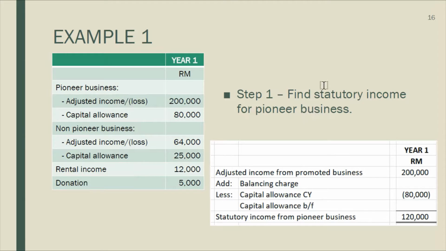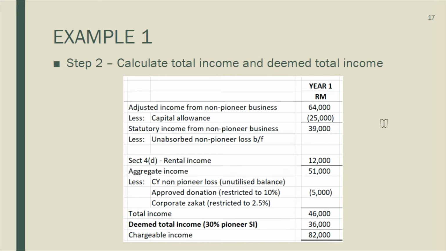Okay, so follow step 1 to find statutory income for pioneer business. Statutory income is just the income minus capital allowance. We get statutory income from pioneer business of 120,000. Step 2 is to calculate total income and deemed total income.